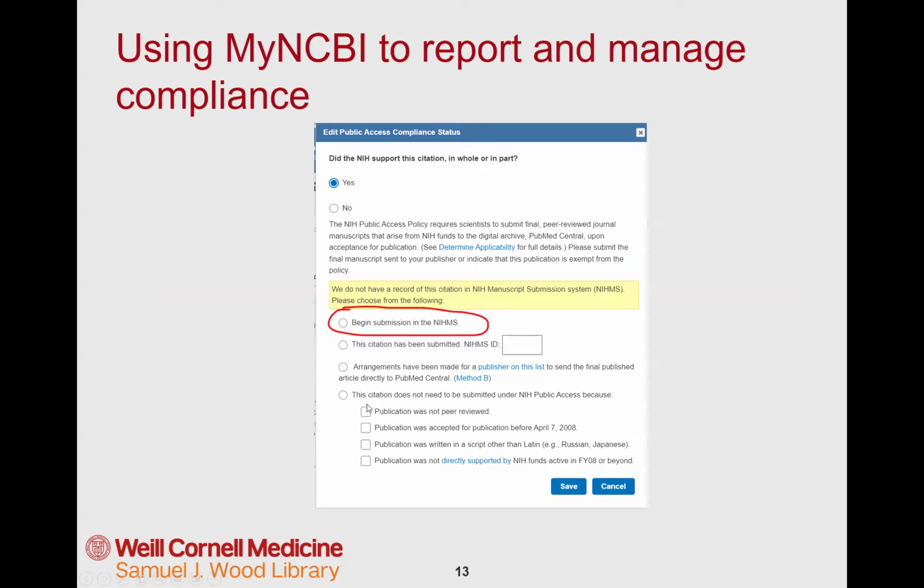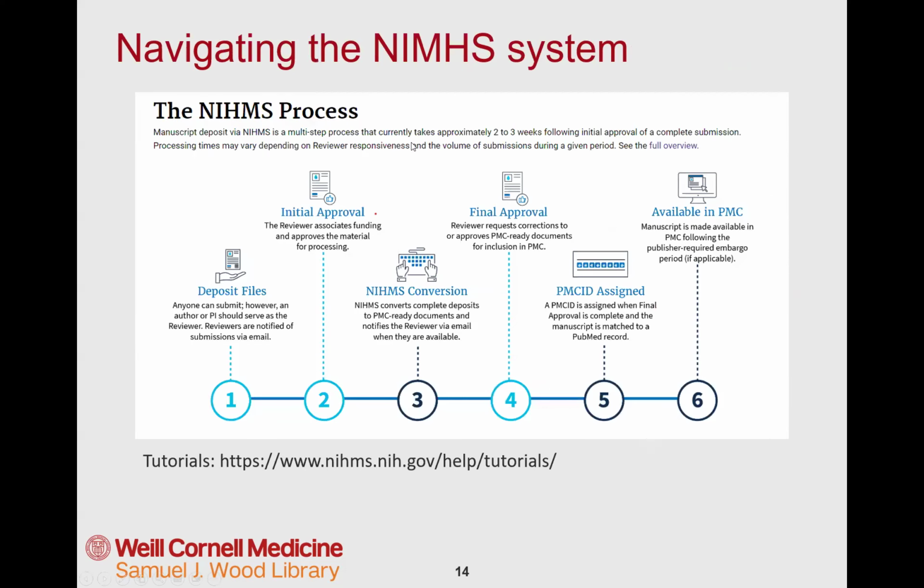If it is NIH funded, but it's not peer reviewed, say it was a letter, editorial, or something like that that you chose to attribute NIH funding to, you could check any of these boxes, and then it becomes essentially compliant. It becomes NA, so you don't have to worry about it with the policy itself. Once you click that begin submission step, it kicks you into the NIHMS system, which is sort of like the submission platform for traditional journal articles.